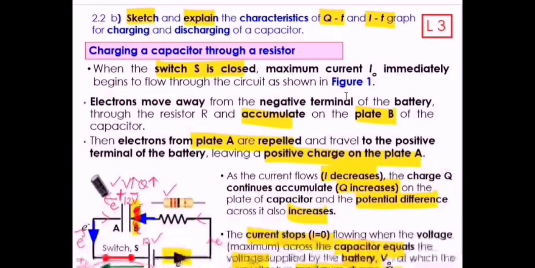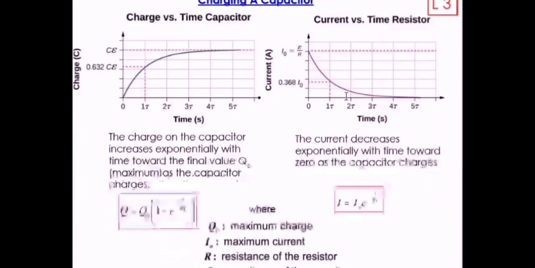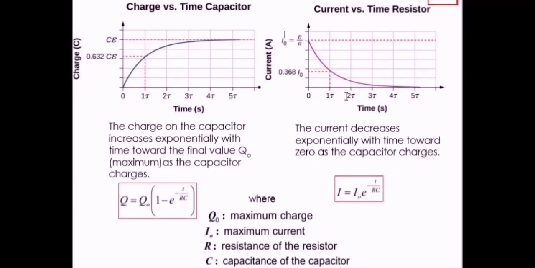So you should be able to sketch and explain the graphs. This is our graph for charging the capacitor. We have two graphs. The first graph is charge against time. We know the charge will increase. When the capacitor is charging, the charge in the capacitor will increase. So it will be an increasing exponential graph, which increases exponentially until it reaches a value Q0.